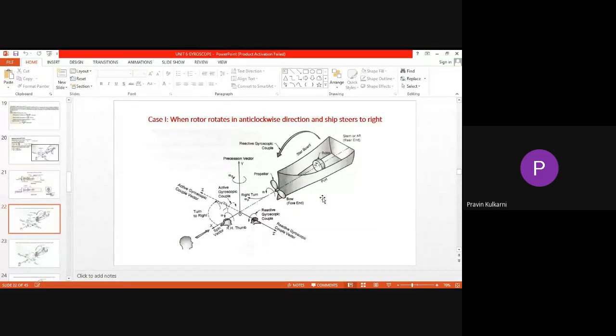So again, the methodology can be applied, the same thing as in the case of aeroplanes. Again, when the rotor rotates in the anti-clockwise direction, the ship steers to the right. Again, the same method can be used to check the effect of the reactive gyroscopic couple.